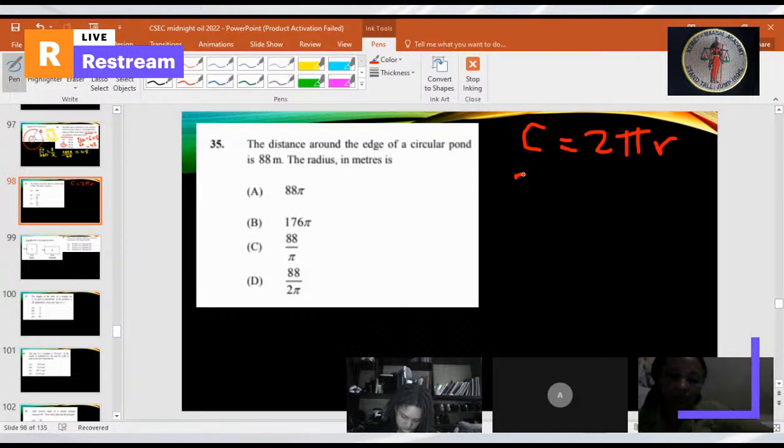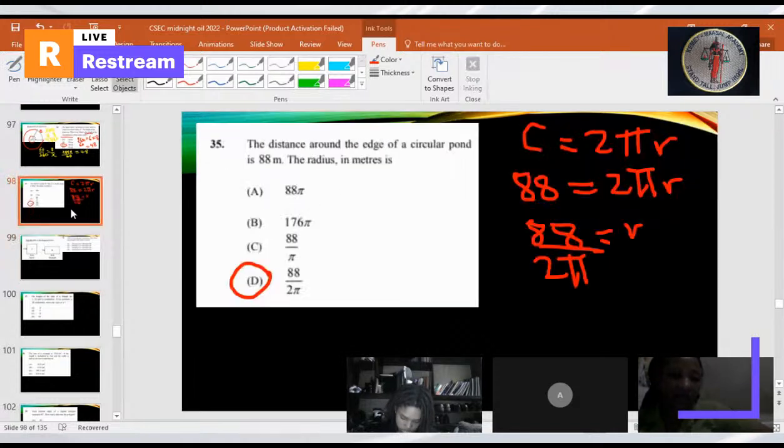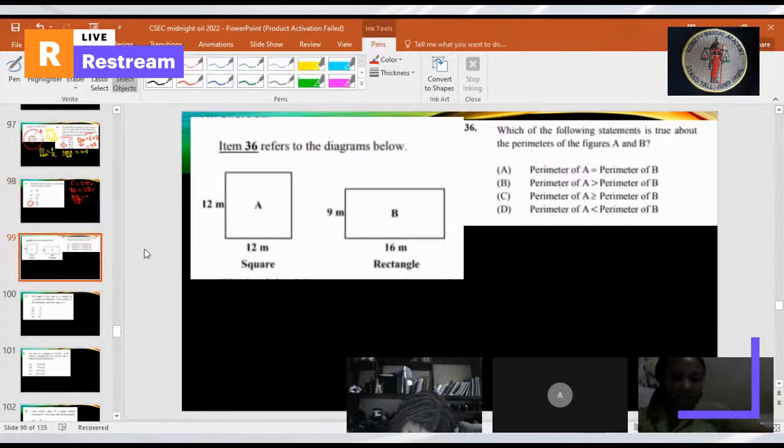so 88 equals 2 pi r. R then equals 88 divided by 2 pi. And they have the answer, so they didn't work out what. So it would be D. All right.